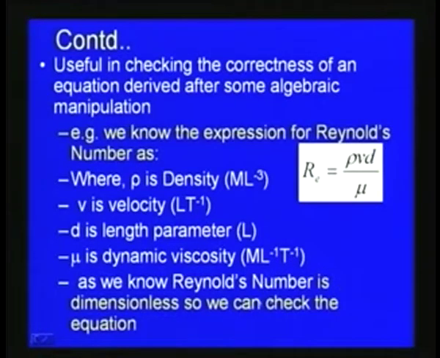As we know, the Reynolds number is dimensionless. So, we can check whether the equation is right or not. If we use this, you can see that both the numerator as well as the denominator have the same unit.